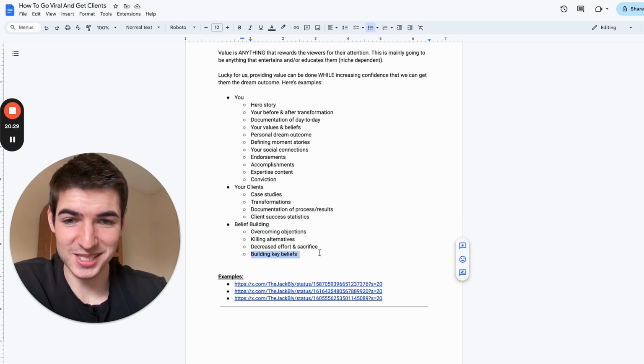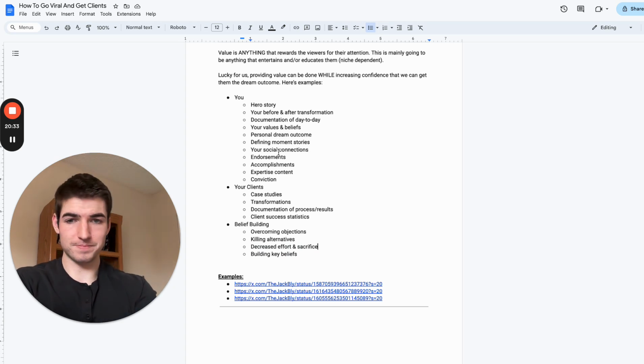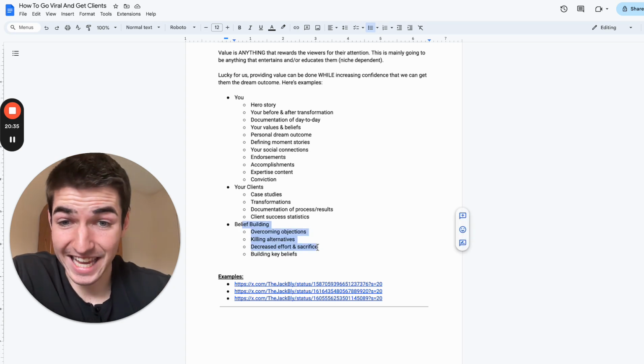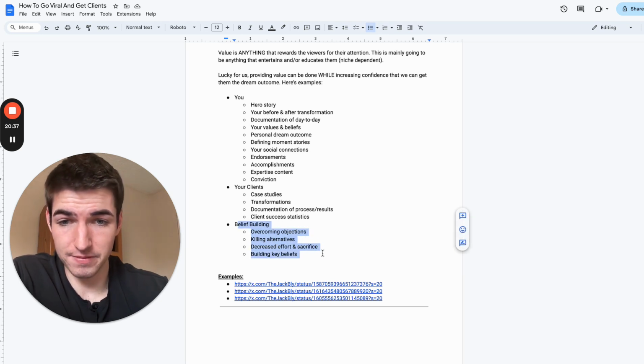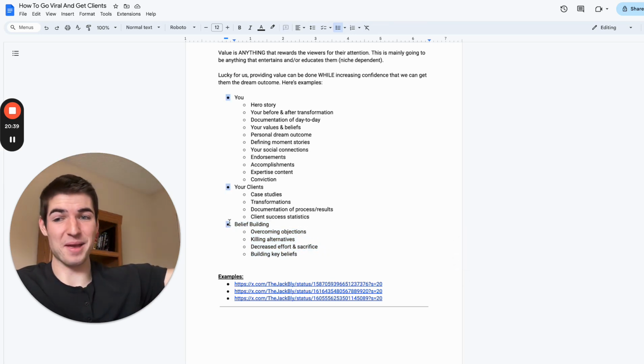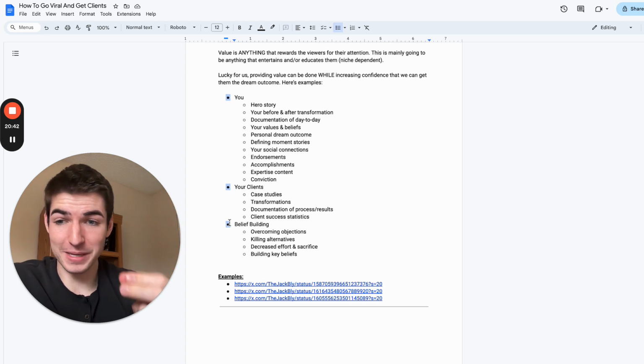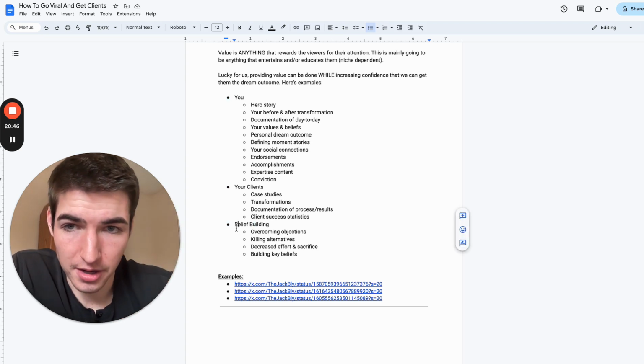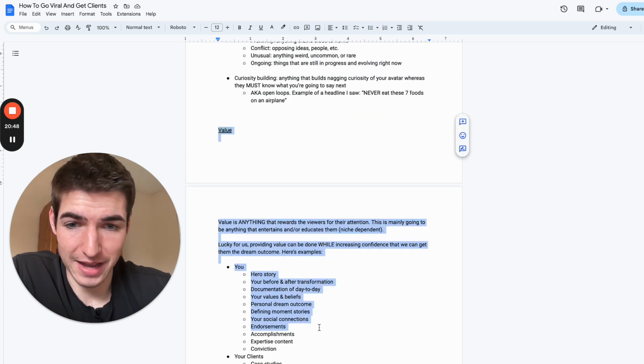It also decreases effort and sacrifice, so it increases the value in your boat, in your offer. That's killer. No one does this stuff, but if you do, you're going to be way ahead of the game. You can basically prime people to become clients. All right, this is persuasion. So that's the main stuff for providing value here.